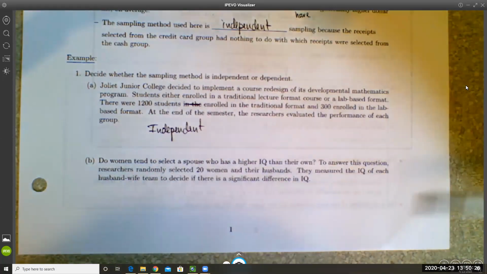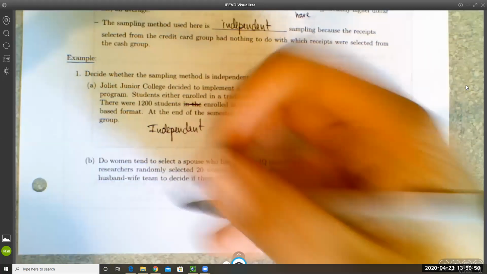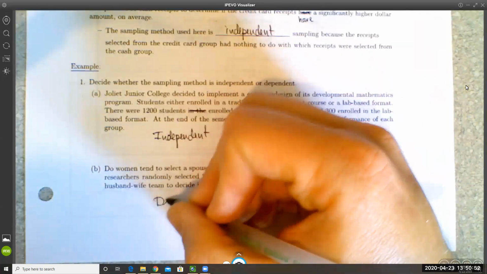Okay, next question. Do women tend to select a spouse who has a higher IQ than their own? To answer this question, researchers randomly selected 20 women and their husbands. They measured the IQ of each husband-wife team to decide if there is a significant difference in IQ.